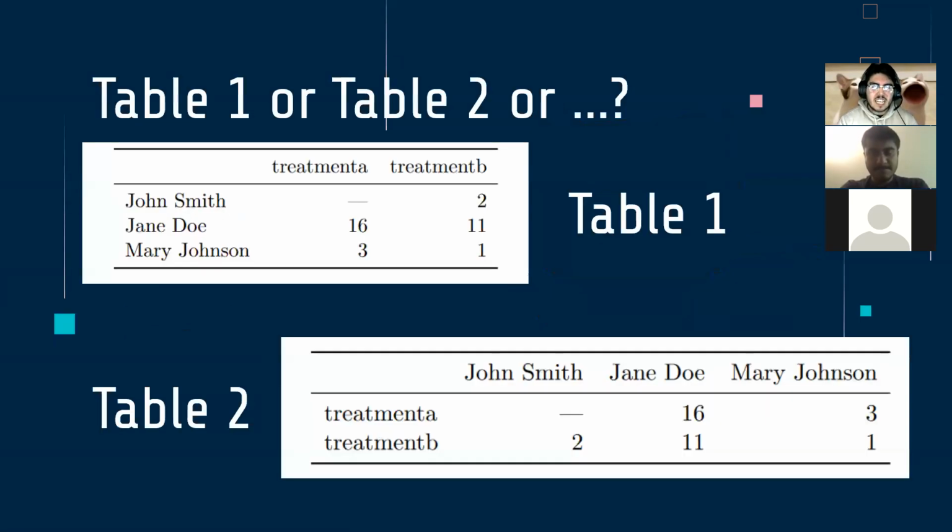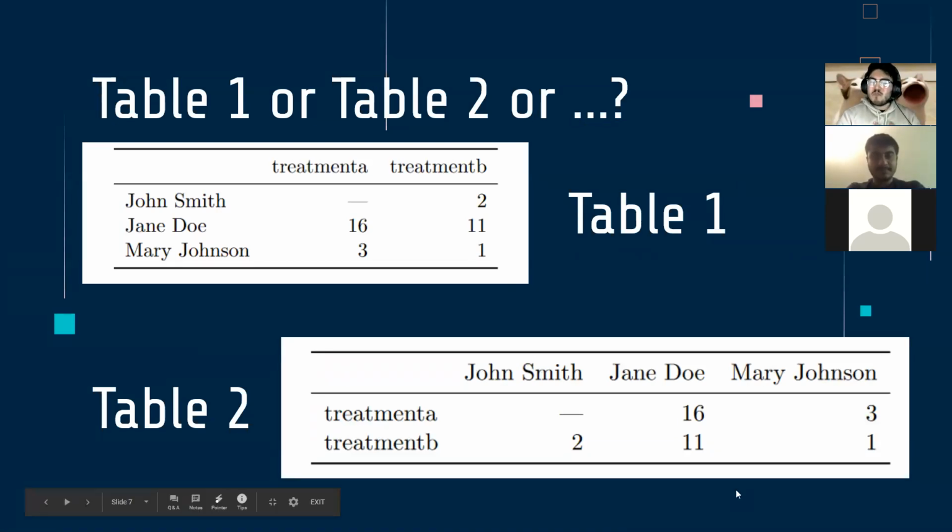So with that said, I have an exercise with you. I have 2 tables right here, table 1 and table 2. Table 1 has an index of names. It has 2 columns, which are treatment A and treatment B. This is for a doctor, right? So I'm a doctor. These are my patients. These are the treatments that I've given them, and these are the results. And table 2 has treatment A and treatment B as the index, and the names of my patients as the columns, as well as the values of the results within the table.